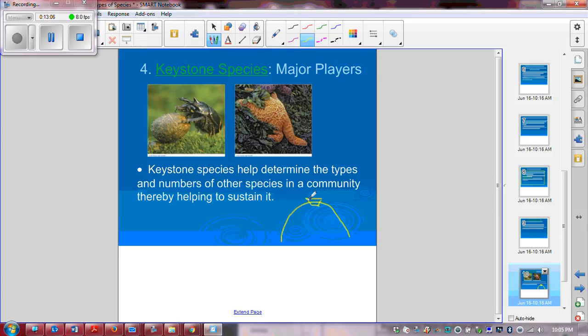This is a species that's so important to a community that if we were to remove it, like this keystone here, the whole ecosystem would collapse. And a lot of times we don't realize the importance of that species until later on. We'll be looking at the wolves in Yellowstone as an example. There's a little video clip about the otters as well.